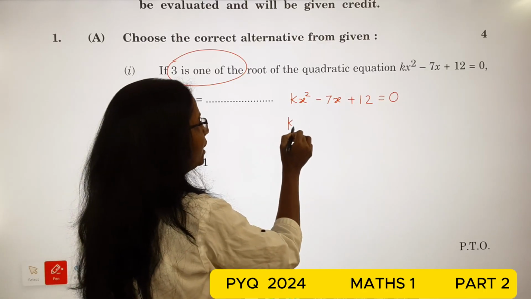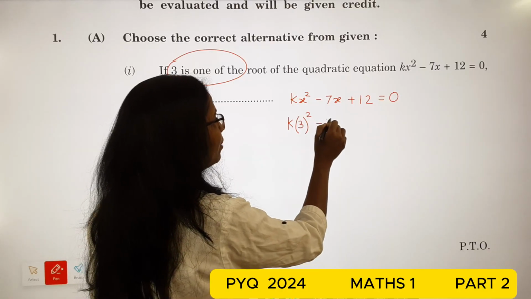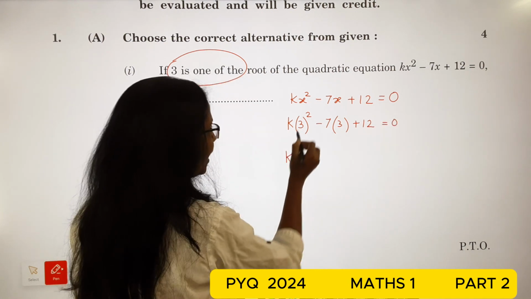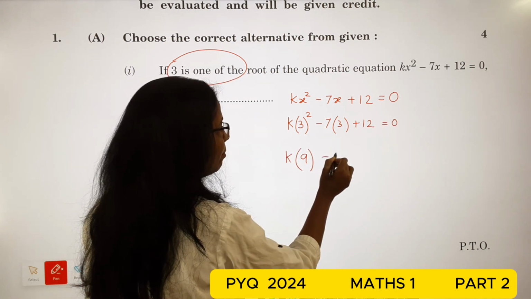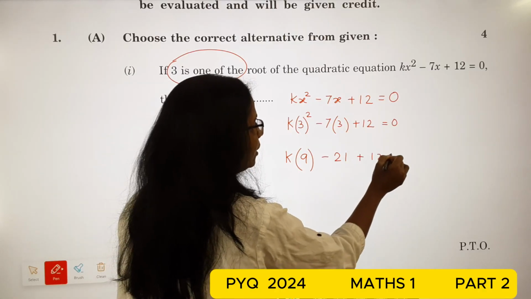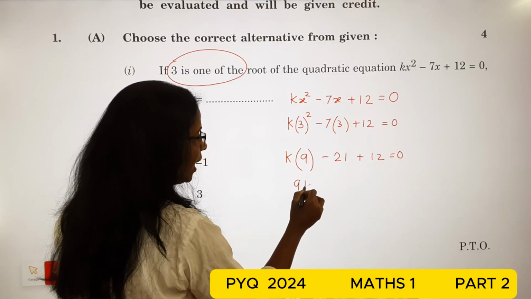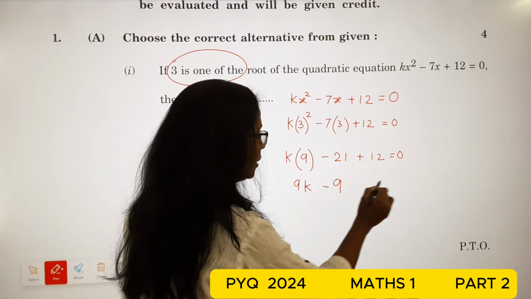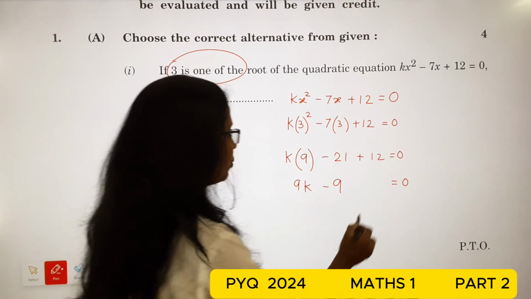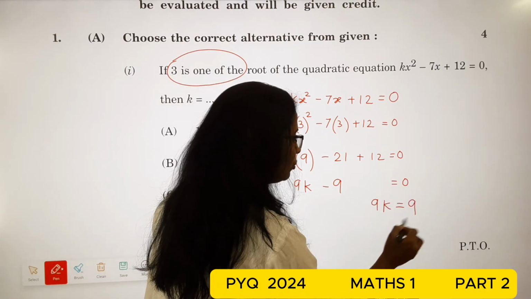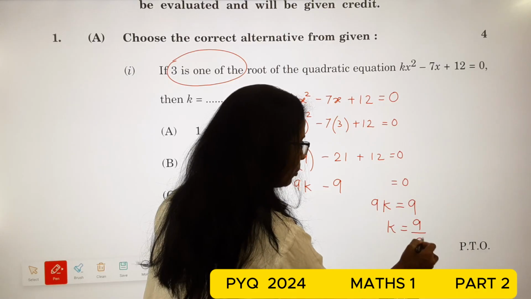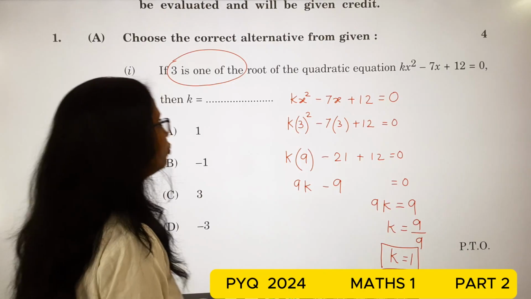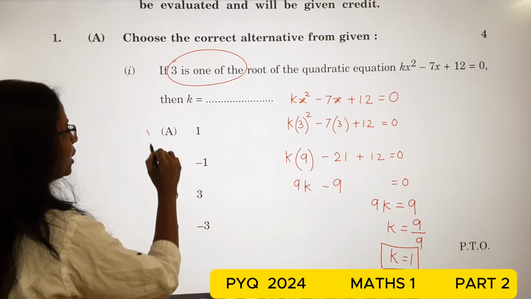So here, k multiplied by square of 3, minus 7 multiplied by 3, plus 12 is equal to 0. So k times 9, minus 21, plus 12 is equal to 0. So here 9k and minus 21 plus 12, that means minus 9, is equal to 0. So now here students, 9k is equal to 9 and k is equal to 9 upon 9, that means k is equal to 1. So our final answer is k is equal to 1. So now here the correct option is A.